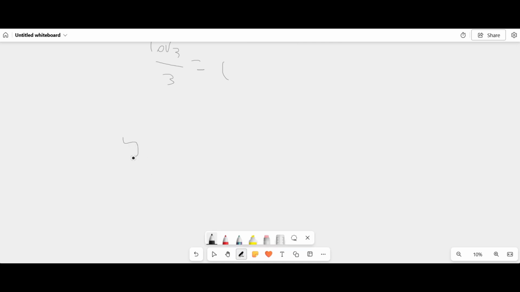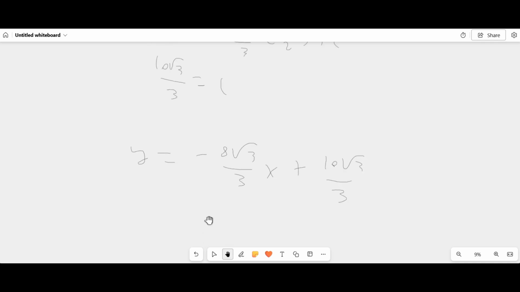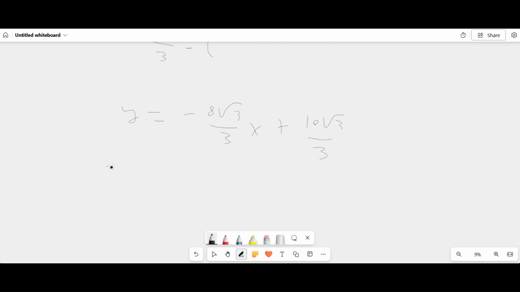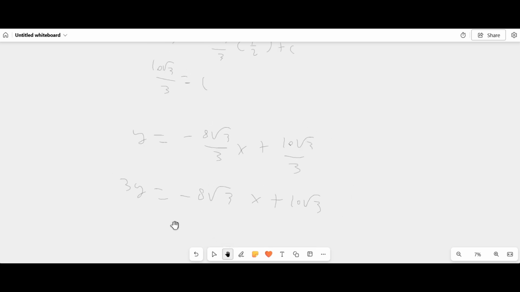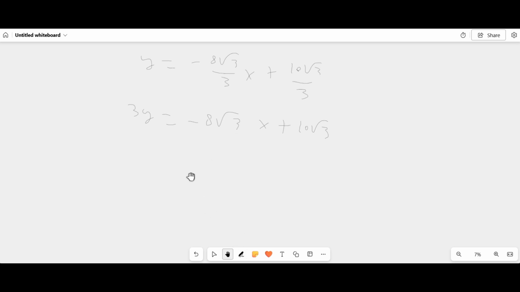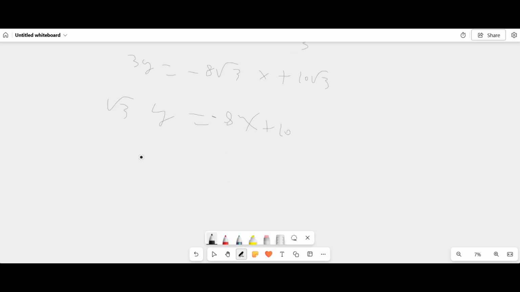So therefore y is going to be equal to minus 8 root 3 over 3 x plus c here, which is 10 root 3 over 3. And then obviously times everything by 3, so you get 3y is equal to negative 8 root 3 x plus 10 root 3. And then divide everything by root 3, yeah? 3 divided by root 3 is going to be root 3. So we get root 3 y is equal to negative 8x plus 10. And finally, they want it in a certain form, so bring everything to the left-hand side. So that's going to be root 3 y plus 8x minus 10 equals 0.